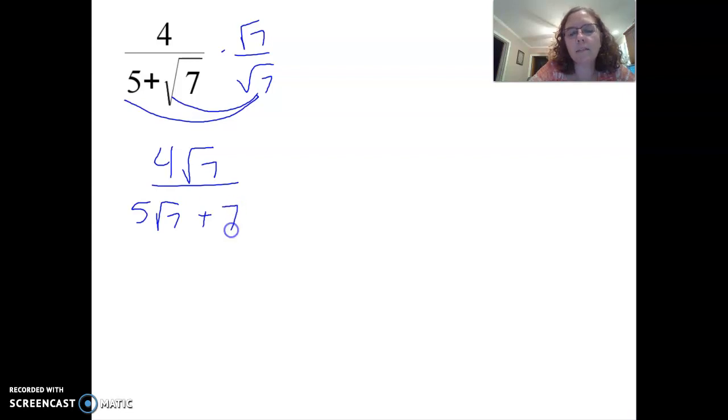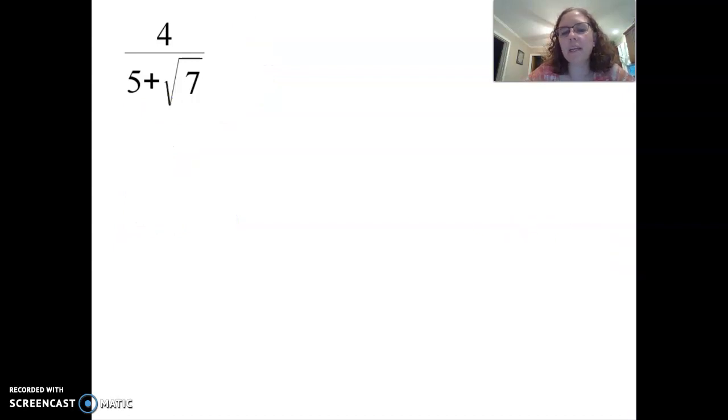Okay, so remember the definition of rationalize is trying to get rid of the radical that's in the denominator. But look, I still have a radical in the denominator. Because of the distributive property, it didn't help me. It just moved the square root of 7 from being second to being first. But I still have a square root of 7. So we're going to need a different technique.